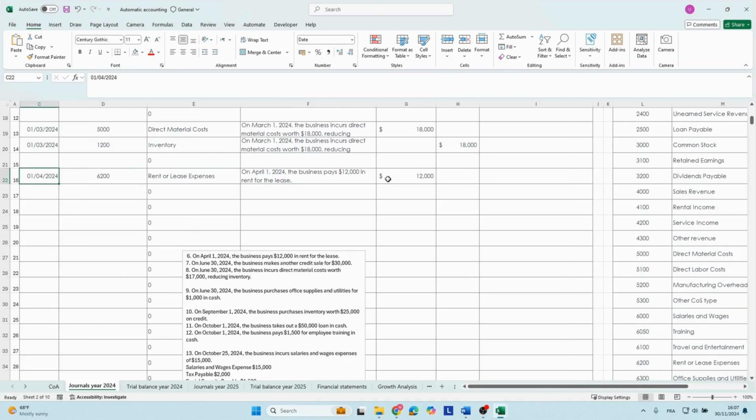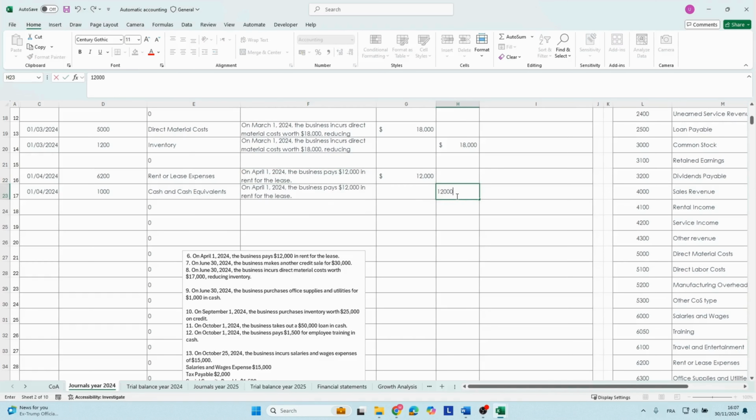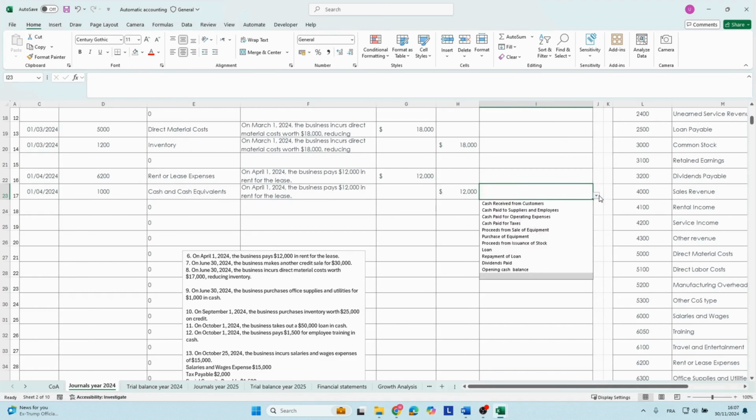Then we do the same thing for the second line. Here we said that the business paid 12,000, so we pay it using the bank. So we use the bank account. Then we do the same description and we put the same amount in the credit. Here, there is cash movement. We need to indicate the type of the cash. This is cash paid for operation expense.